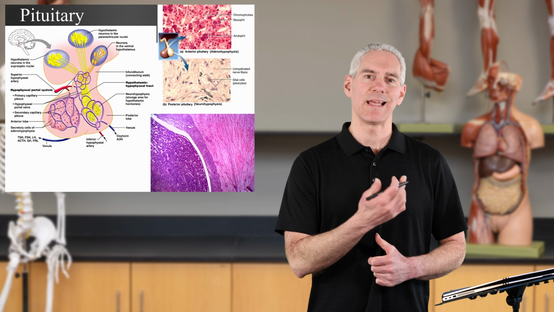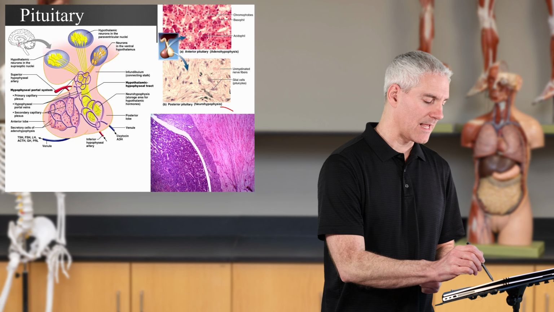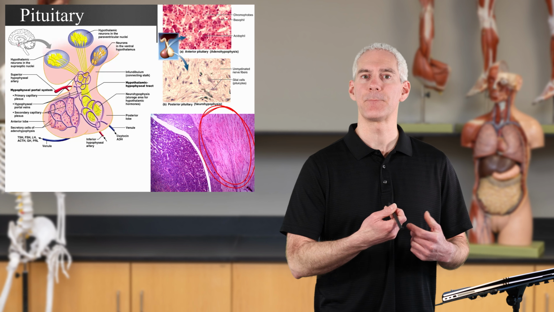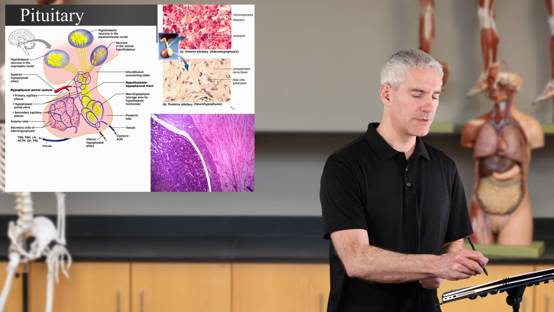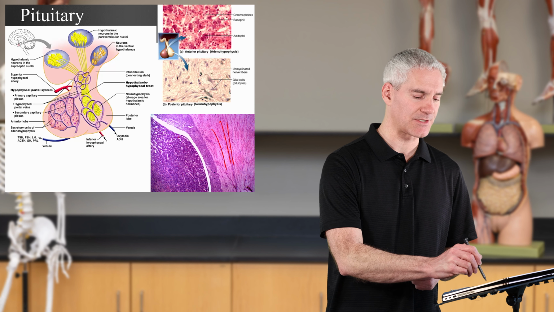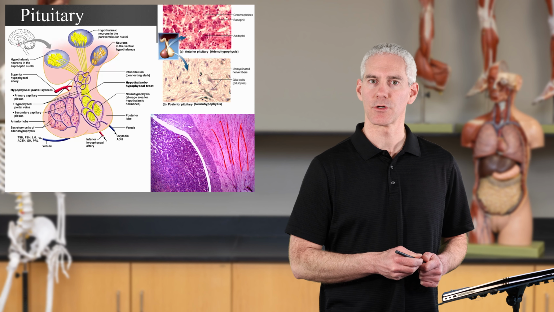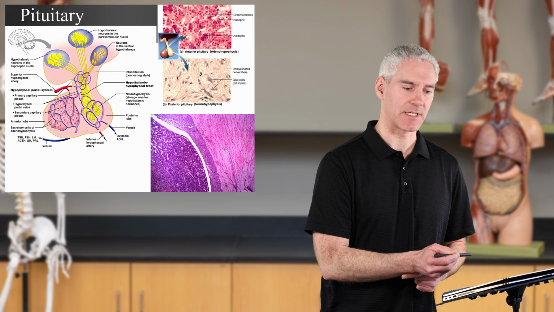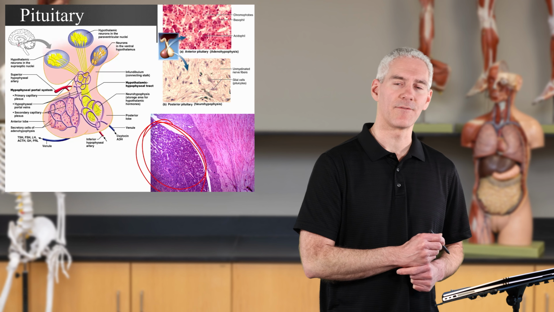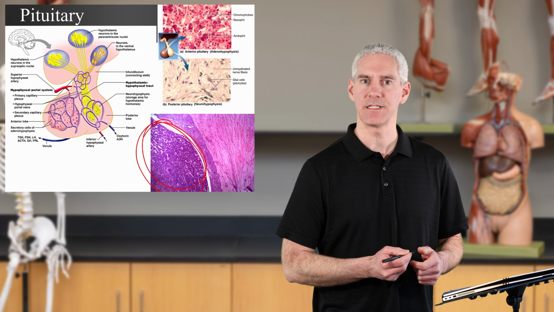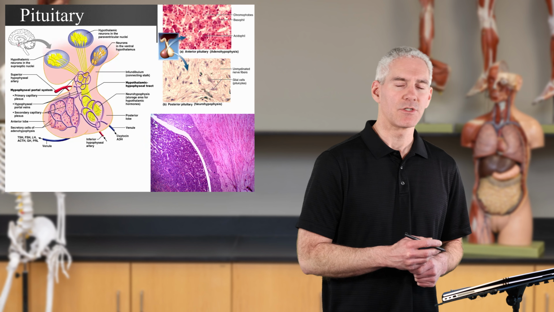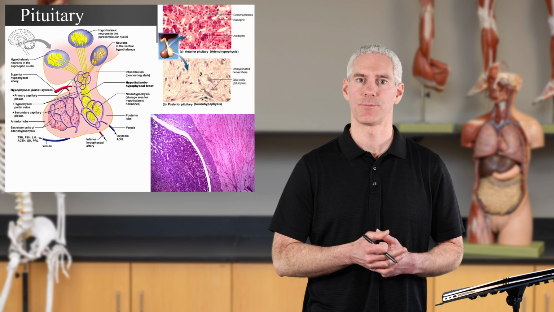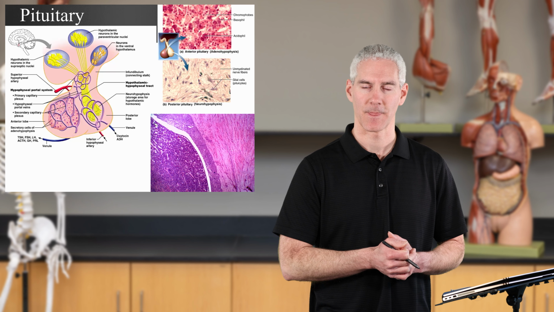If we look at the actual histology here, we're going to notice that this right here is the neurohypophysis, or the posterior pituitary. You'll notice that you have more of these lines, more of these strings. Those are the neural fibers. On the other side is more glandular tissue. This is the adenohypophysis, or the anterior pituitary. So you're looking at the posterior pituitary, neurohypophysis, and the anterior pituitary, the adenohypophysis.